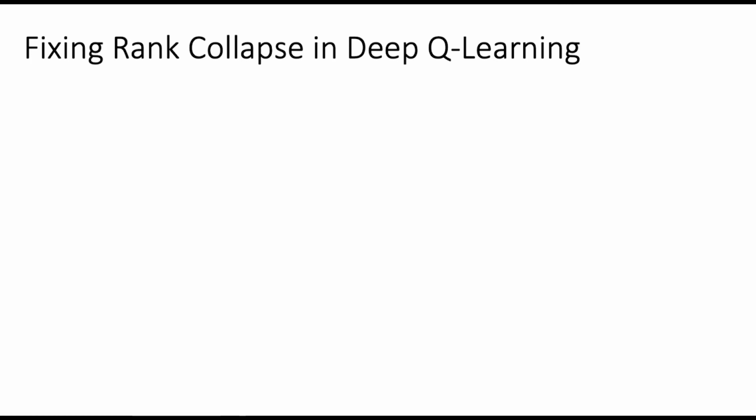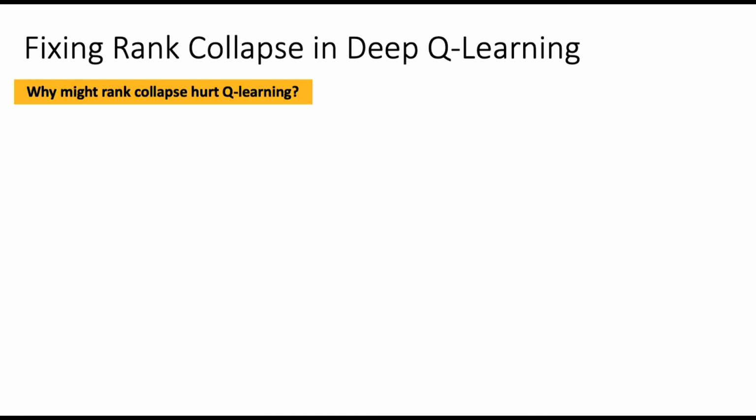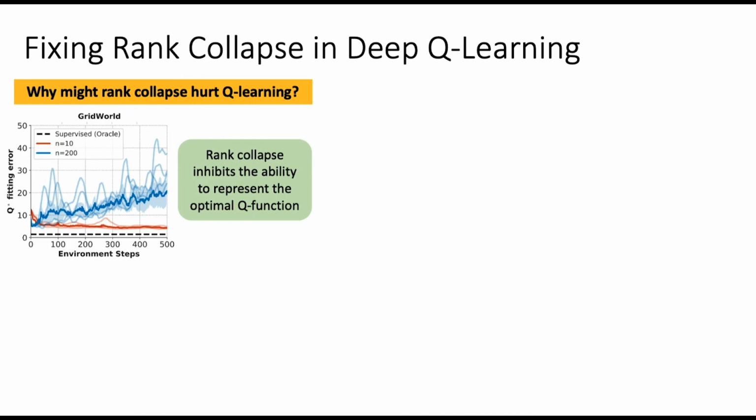Okay, so we finally discuss how we can potentially fix the rank collapse issue in deep Q-learning algorithms. So first of all, we talk about how exactly rank collapse might be hurting Q-learning. So we performed a control study on a grid world domain where we found that rank collapse essentially inhibits the ability of the learned features to represent the optimal Q function, which indicates that if you have a Q network that suffered from rank collapse, we might never be able to converge to the optimal Q function if we started training from that Q network.